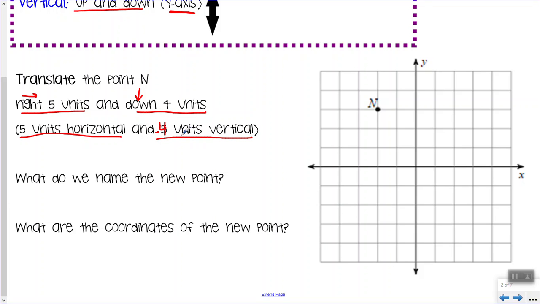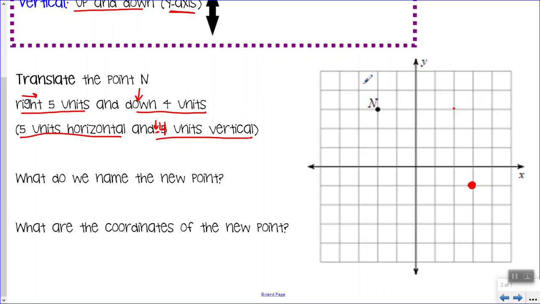The 4 tells us how many units we're going to move. Vertical tells us that we're going to move up or down, and this negative means that we're going to move down. So in my graph, I'm going to start by counting out right 5 units. So I'm going to count 1, 2, 3, 4, 5. Then I have to do the second part of my transformation, which is down 4 units. 1, 2, 3, 4.